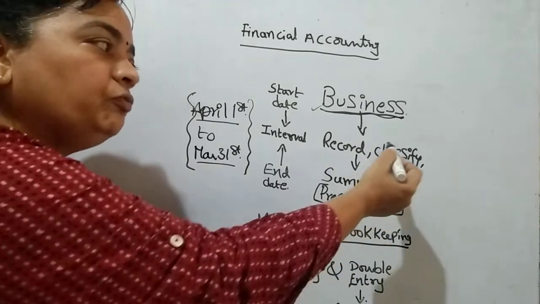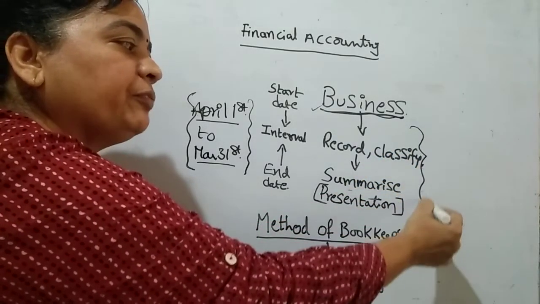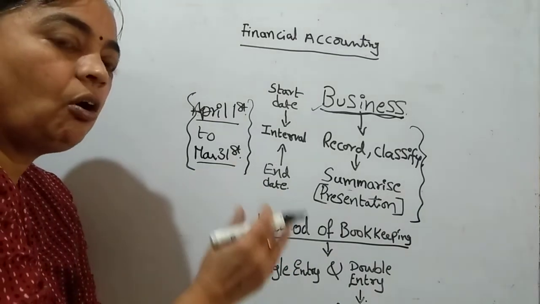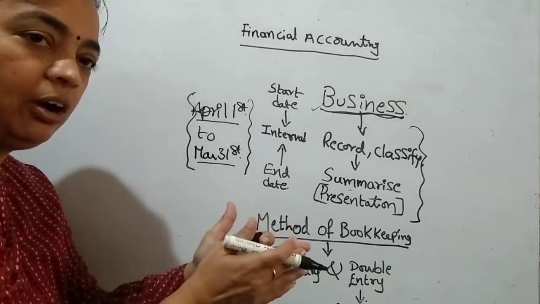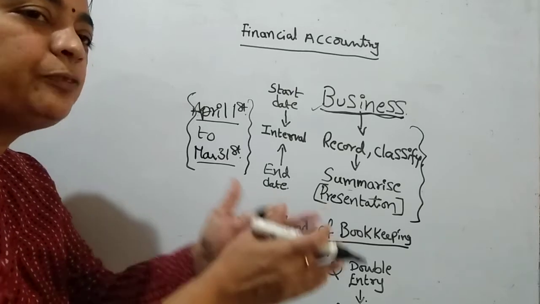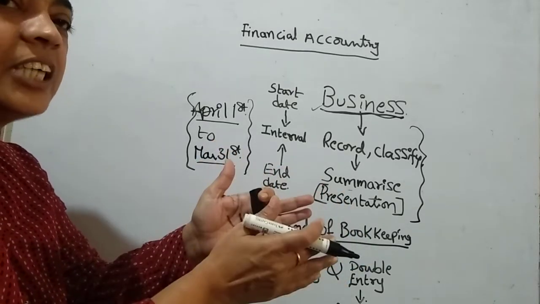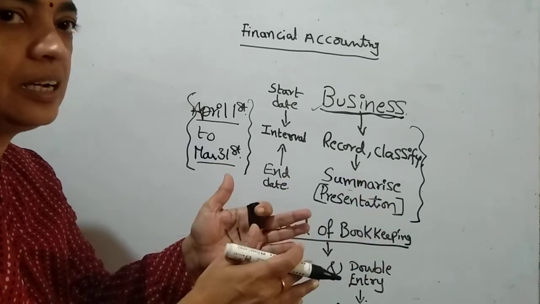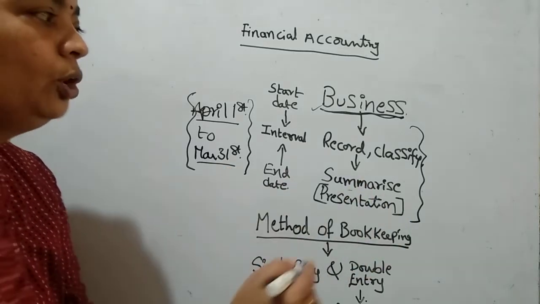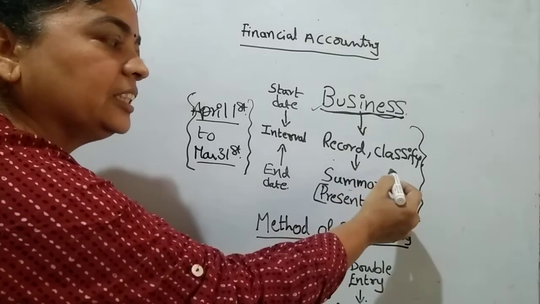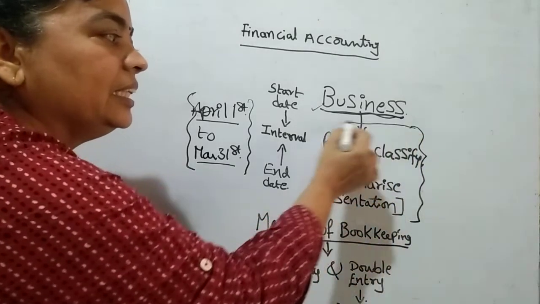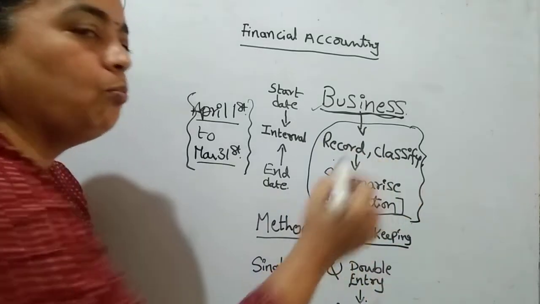Here also we maintain some different books to record, first record, and then we'll classify those transactions as per their related concerned accounts. So the recording and classifying and summarizing all this thing is called as bookkeeping.